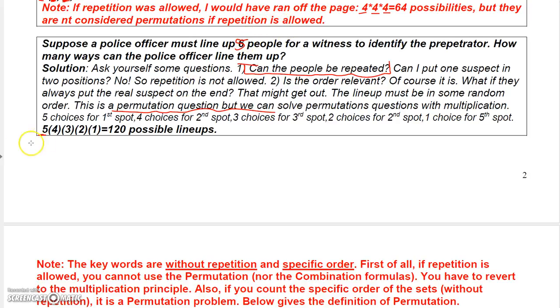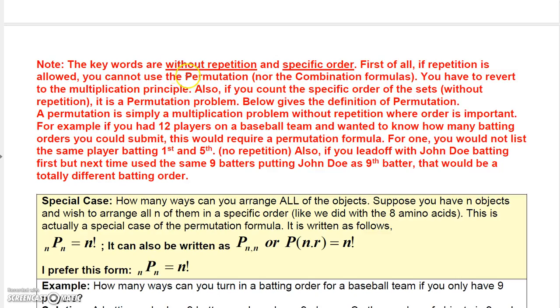Typo. Okay, so there's 5 choices for the first spot, 4 choices for the second spot, 3 choices for the third spot, 2 choices for the fourth spot, and 1 choice for the last spot. And so that would give us 120 possible lineups. So the key word for that example was obviously you could not repeat. You couldn't put the same person in 2 different spots. And it was a specific order, so the order mattered. So basically a permutation is simply a multiplication problem without repetition where order is important.